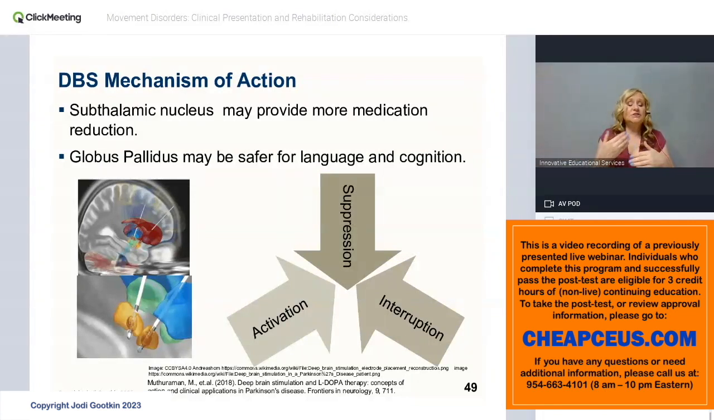Or is it just interrupting the abnormal neurons that are firing to stop them, to allow more typical movement to occur? Is it just activating more centers in the higher cortex that allow for better cognitive function and control of movement? Honestly, they're really not sure. So they're still working on figuring that out.